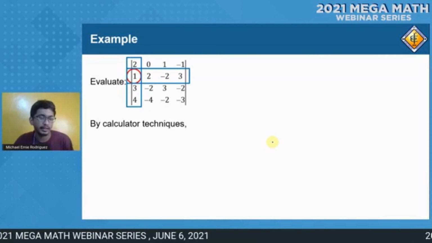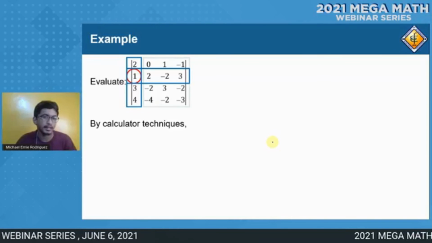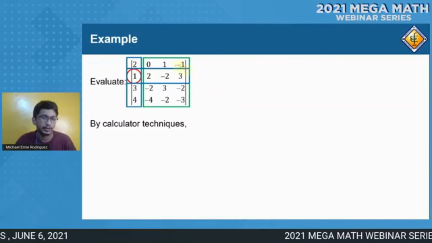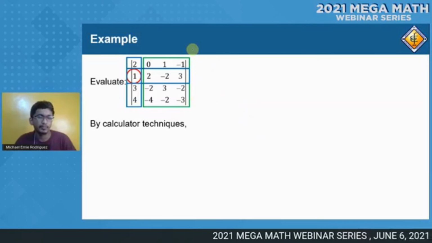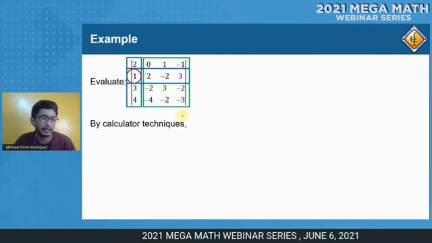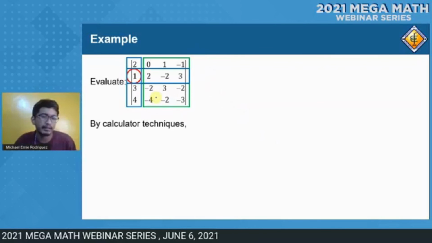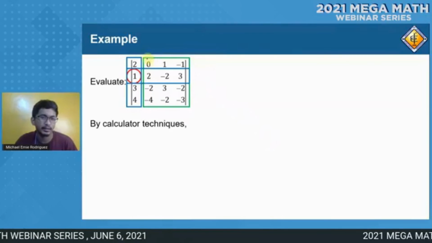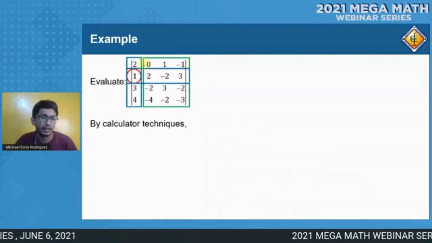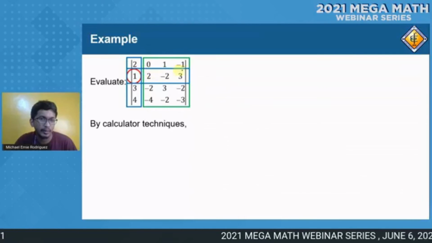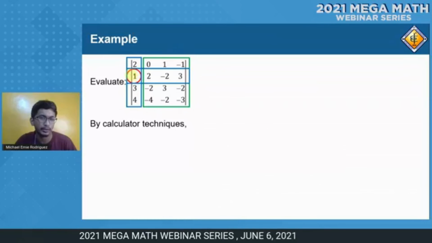And then, meron tayong isa pang box. Ito naman, itong box na to. Okay? So, paano natin makukuha to gamit ng calculator technique? So, ang una kong gagawin is a 3 by 3 matrix. Dito sa green, 3 by 3 matrix na magagawa ko. Hindi lang kasama yung may blue. Okay? Hindi lang kasama tong intersection ng 1, nung ating pivot point.